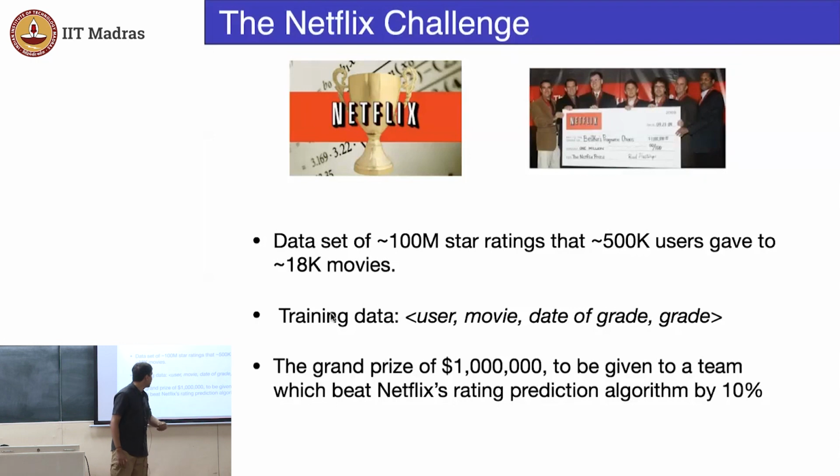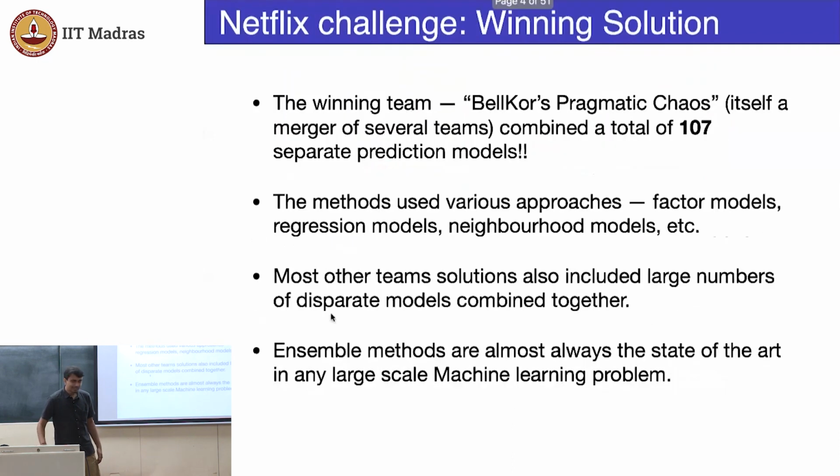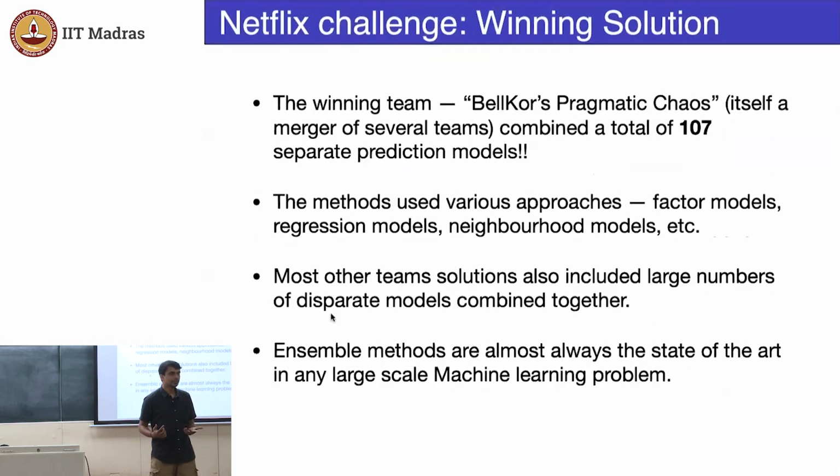And the grand prize, $1 million, was to be given to the team which beat the Netflix rating prediction itself by 10%. That was the challenge. And what happened was something interesting, not the Netflix solution itself, but rather what happened. There was a leaderboard of sorts, and a lot of people quickly got to about 7% or so better than the system.